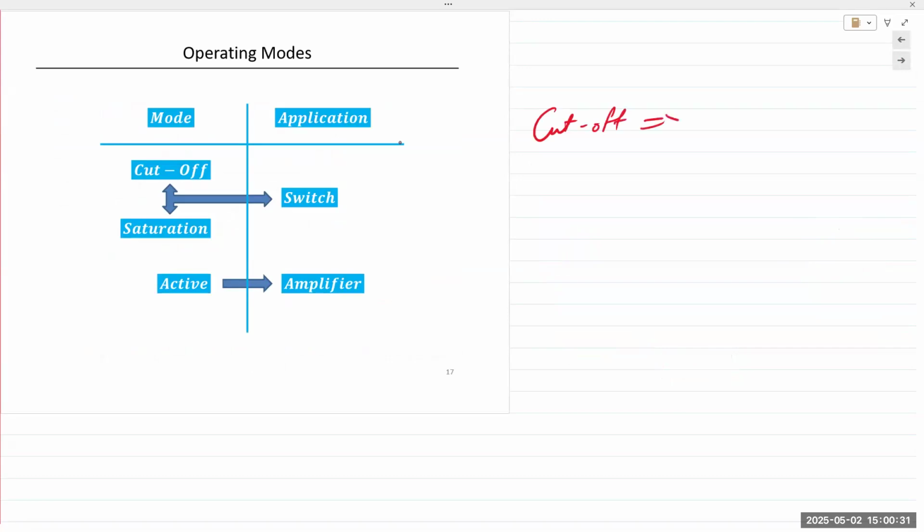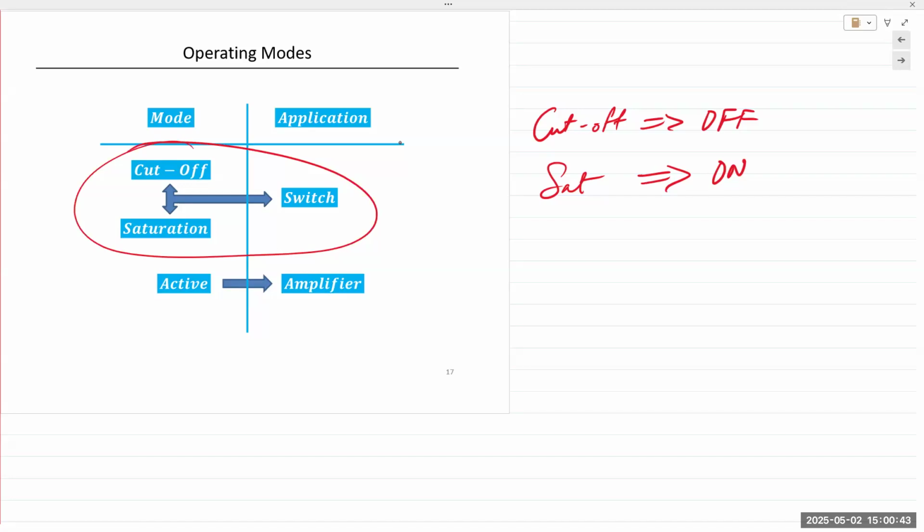Cutoff, the transistor is said to be off. Saturation is said to be on. So if you combine both off and on together, you can use it as a digital switch. You can use it for digital logic applications, binary number systems. Transistor is cut off, transistor is off, logic 0. Transistor is in saturation, transistor is on, logic 1. Binary number system for digital logic applications. And then when it's in the active region of operation or active mode, we can use it as an amplifier.